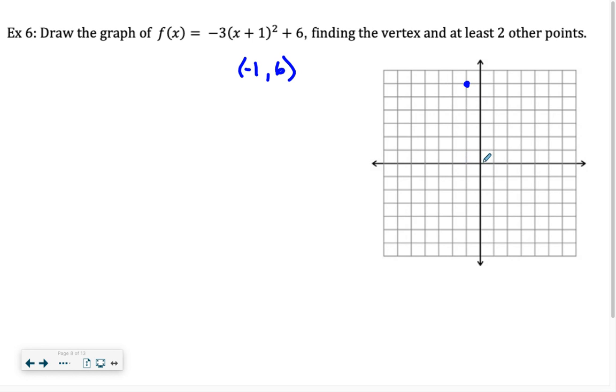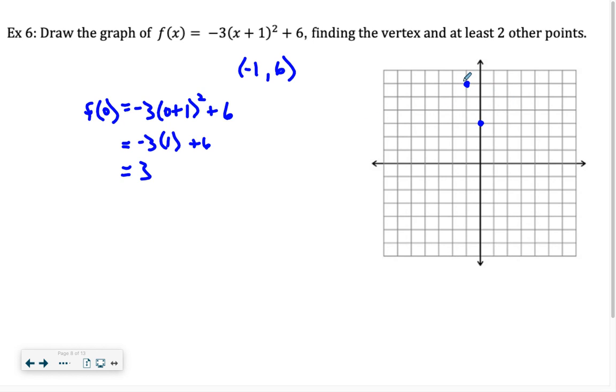So here, if I go 1 to the right, that x value would be 0. So I'm going to plug in 0. I'm just going to evaluate. F of 0 is going to be negative 3 times 0 plus 1 squared plus 6. So that'll be negative 3 times 1, right? 1 squared is just 1, plus 6. So negative 3 plus 6 is going to get me 3. So the point 0, 3 is on the graph.